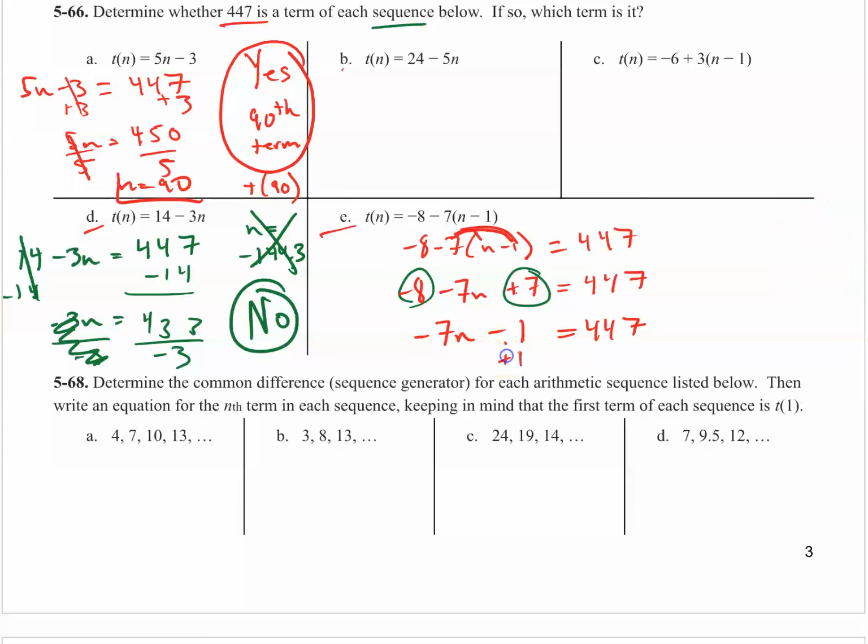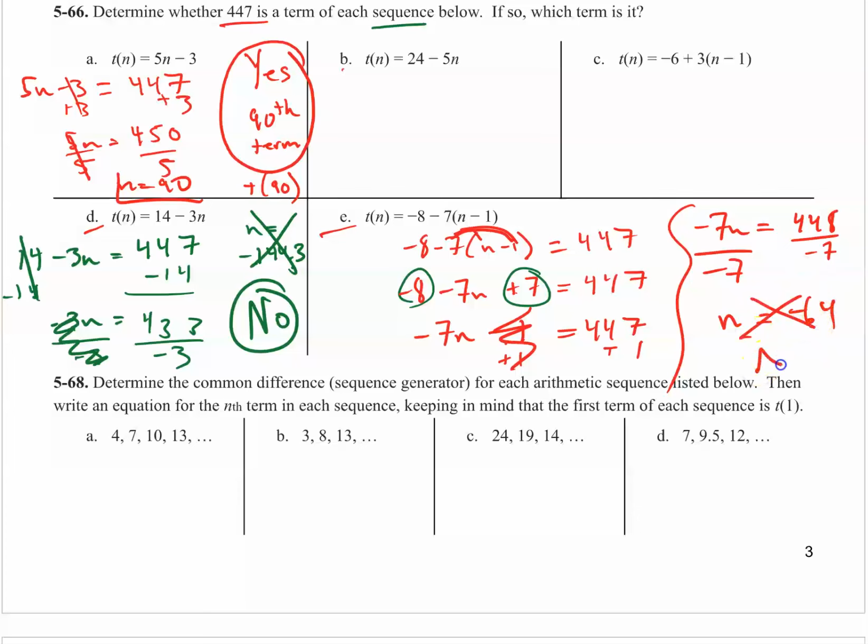And then you want to add 1 to both sides. I get negative 7n equals 448. And then what you do is to get n all by itself, n is equal to 448 divided by negative 7. Answer, negative 64. All right, and sadly, this is also a no.